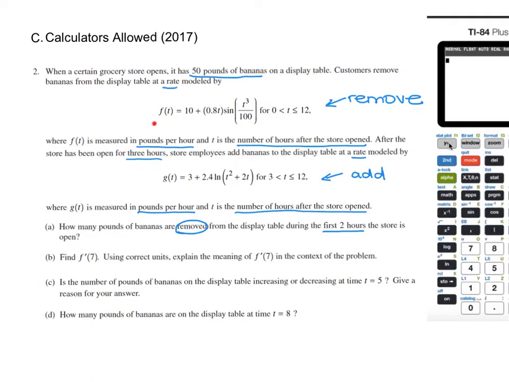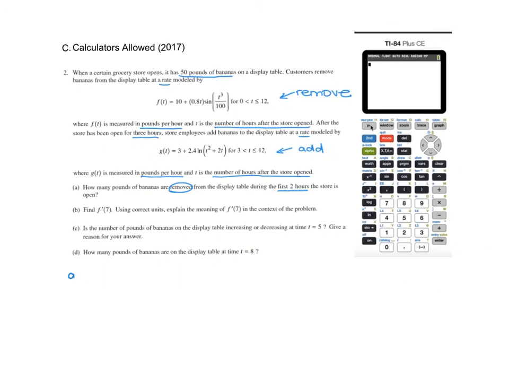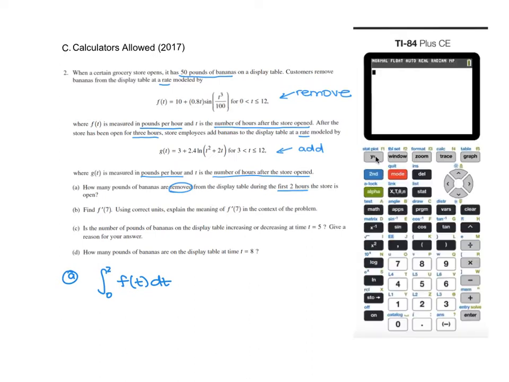And since f of t is a rate of change and we want to figure out how many pounds, we're going to take the antiderivative of f of t dt from time 0 to time 2. And we don't have to do this by hand, we can just plug it in your calculator. Okay, so when you're using your calculator, make sure you check that you're in radian mode unless the problem specifies otherwise.